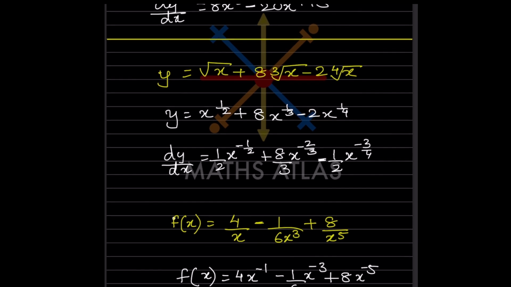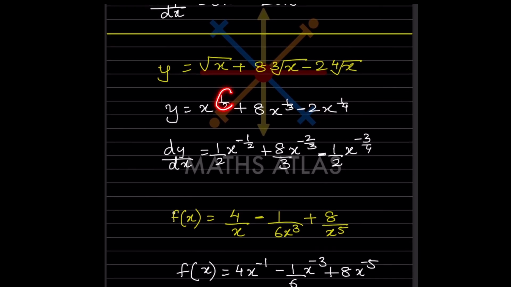So now we can write for this one, dy by dx. So that will be 1 by 2 x raised to 1 by 2 minus 1, that is going to be minus 1 by 2. This 8 as it is. So 8 into 1 by 3, x raised to 1 by 3 minus 1, this will be 8 by 3, x raised to 1 by 3 minus 1, which is x raised to minus 2 by 3.